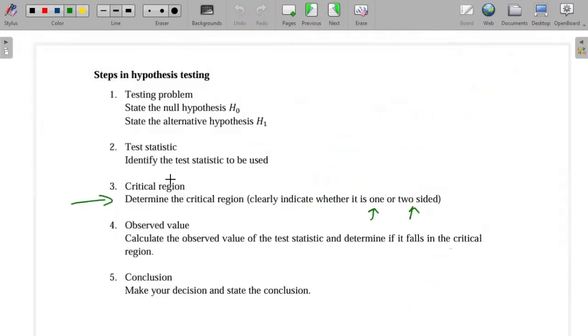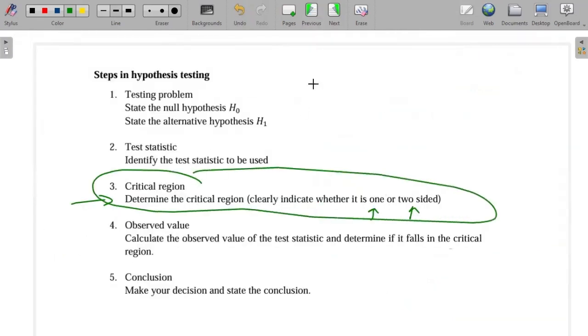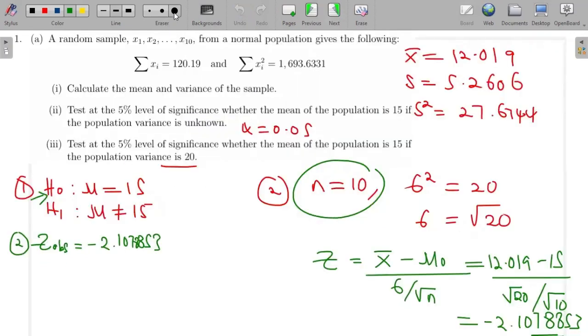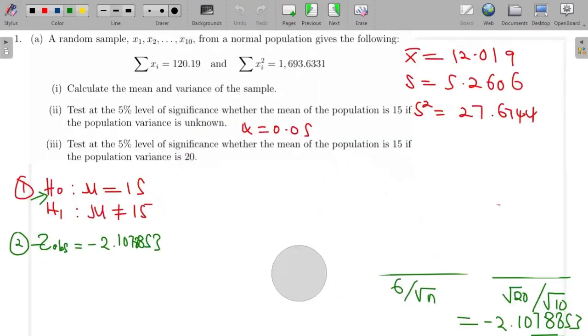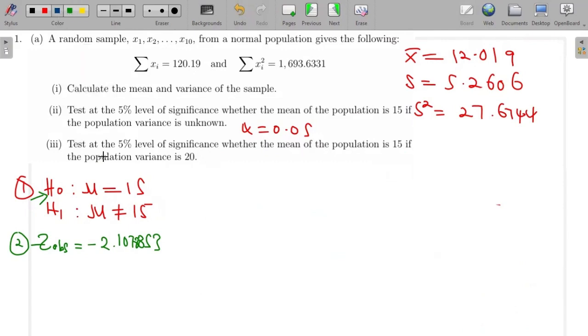Step 3 here says define the critical region. So for the critical region you first identify, is this a one-tailed test or is it a two-tailed test? So we see that in the alternative hypothesis, we have that this population mean should not be equal to this. So this is two-tailed because this means that the mean can be above 15 or it can be less than 15. Okay, so it's a two-tailed test.